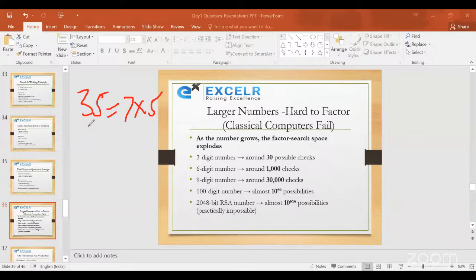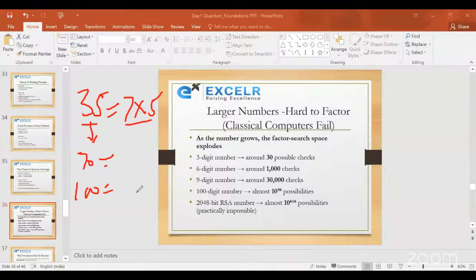That is 35. We have to factor this. So factoring, we know, is very easy, but for small numbers. This we have learned in the sixth, seventh, or eighth classes. That's very easy, so no problem in that. It's very easy as long as this number remains small. If this number is 70, we can factor it, no problem. This number is 100, no problem.